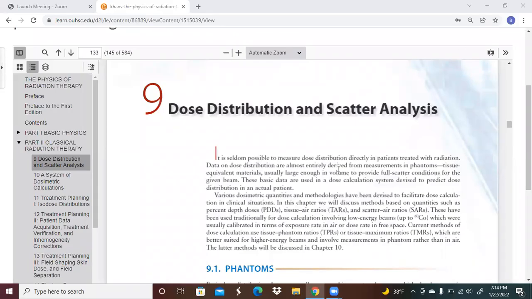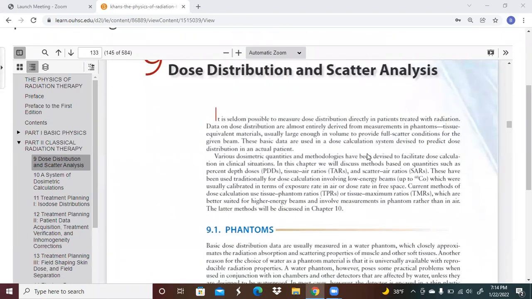This lecture is going to be over elements of Chapter 9 out of Khan, where we're going to be looking at dose distribution and scatter analysis. So our goal is to try to figure out how we can determine what the dose is at a particular point in the patient. And we're going to try to position the patient such that we're either doing an isocentric treatment or we're doing an SSD type of treatment.